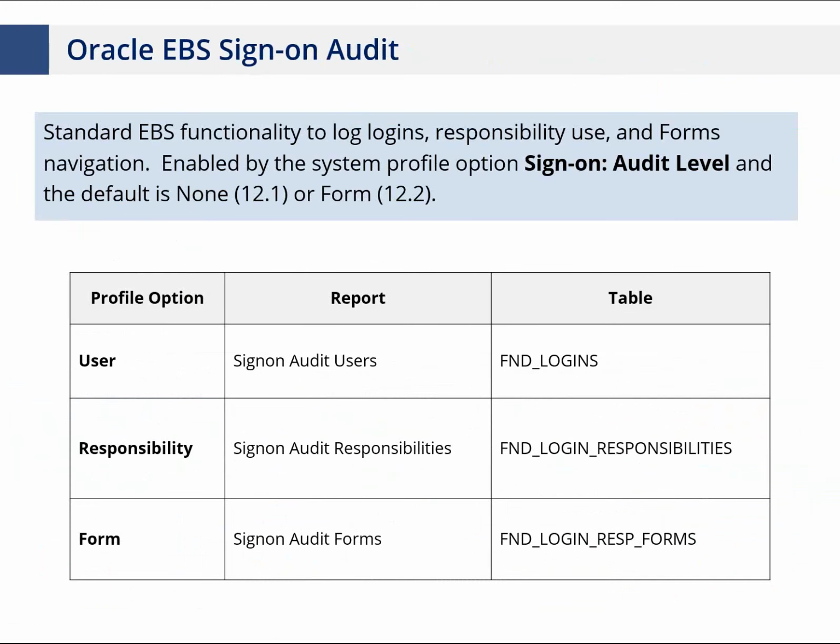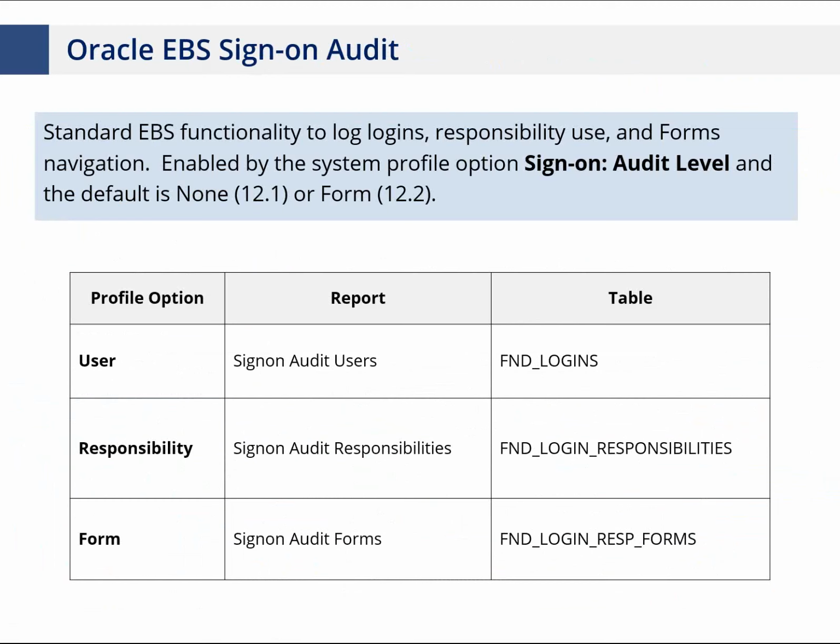Sign-on audit is one of those things that, if you're running 12.1, is off by default. You should definitely have it enabled. If you're running 12.2, the default is form. However, if you upgraded and it was set to none, it will still be set to none in 12.2. So sign-on audit will capture some very key pieces of information.